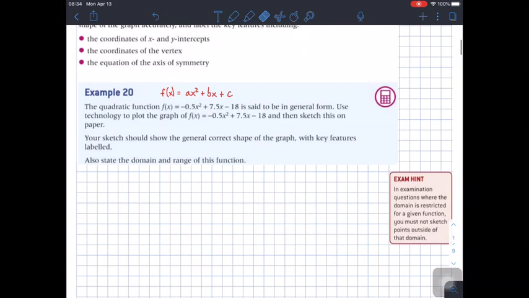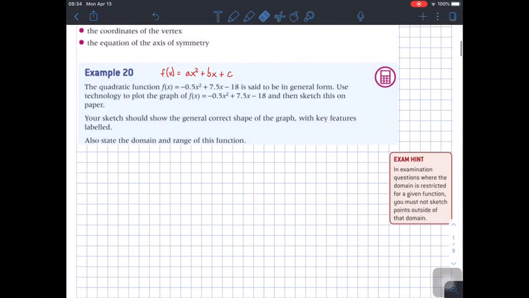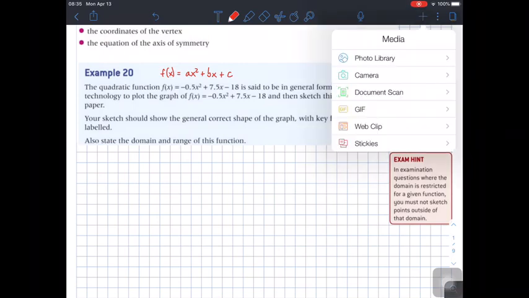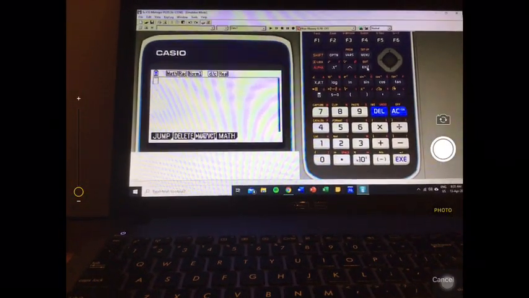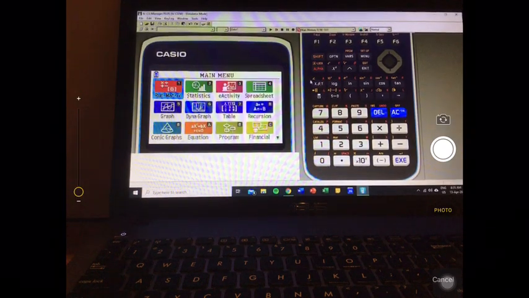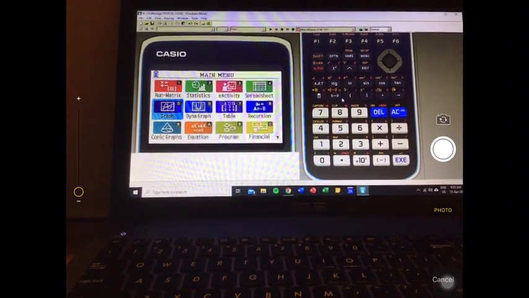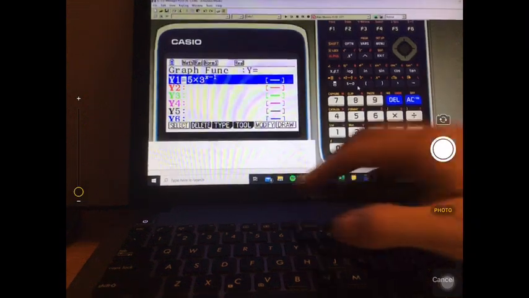The first thing we should do if we want to do a sketch is identify how this function looks, right? So what we're going to do is go to the calculator. We're in the main menu, but we want to go to menu graph. Okay, menu graph. In here, I'm going to delete this.